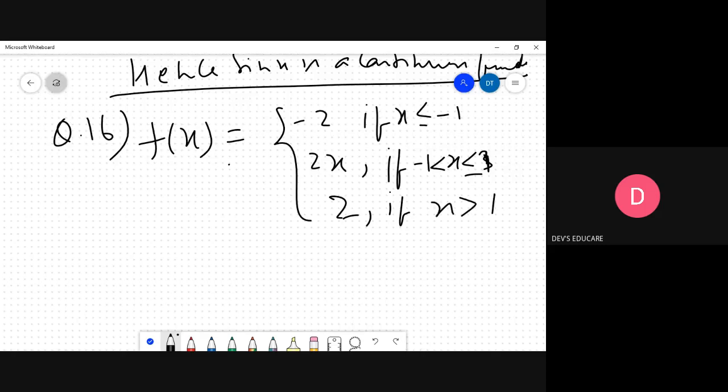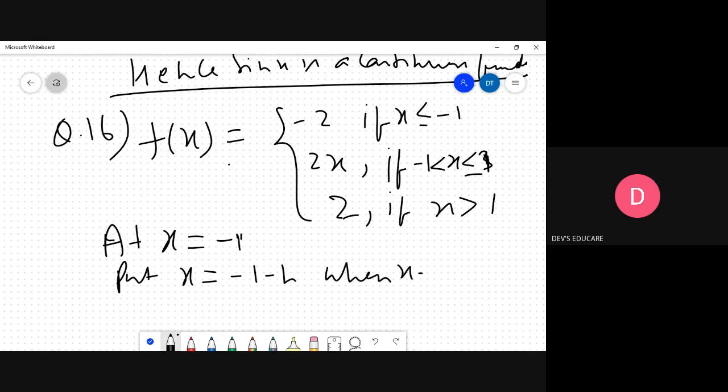So, two critical points are there. When I say critical point, that should be understood as the point where the value of the function is changing. So the critical points are minus 1 and 1. We will check at x equals minus 1. Put x equals minus 1 minus h. When x tends to minus 1, h tends to 0.